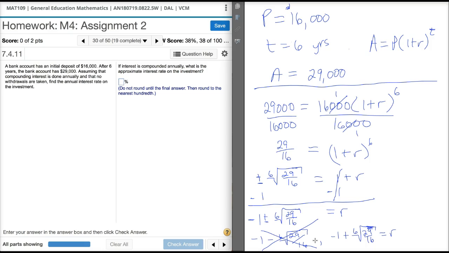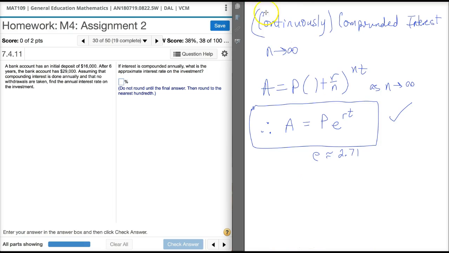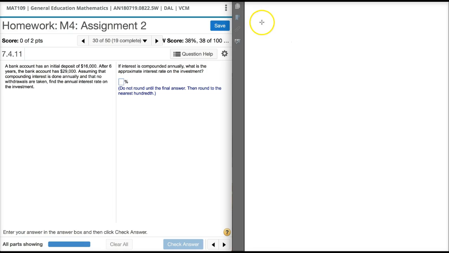Okay. Now, what we do need to do at this point is figure out, well, how do we put -1 plus 6th root of 29 over 16 into our calculator. Okay. I'm going to show you a couple of different ways to do this. So I'm going to go to next page here, and so here I'm going to rewrite this -1 plus 6th root of 29 over 16.